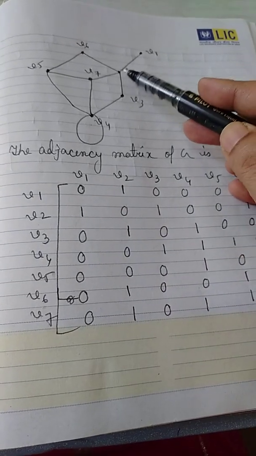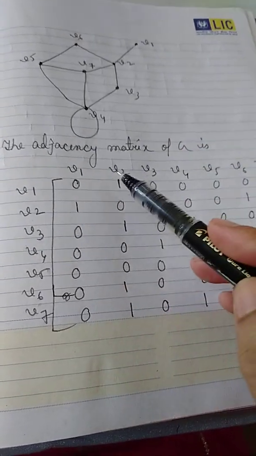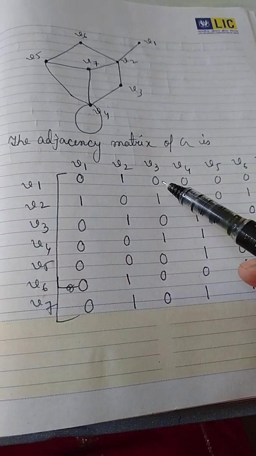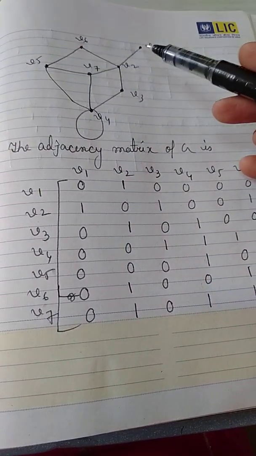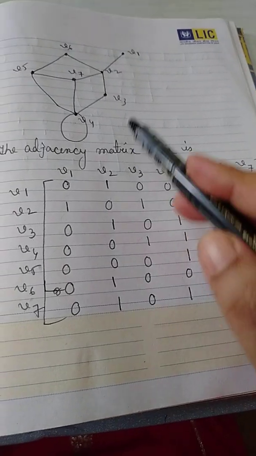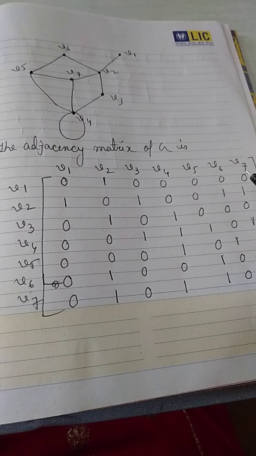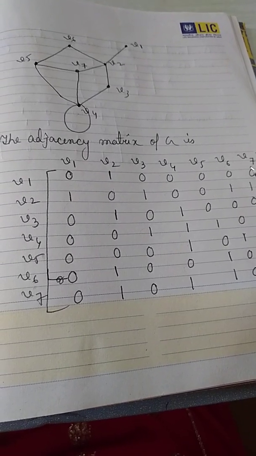Now from V1 to V2 there is one edge. So V1, V2 we are putting 1. Next V1, V3 there is no edge, so we are putting 0. V1, V4 no edge, so we are putting 0. So in this way V1, V5 no edge, so we are putting 0. V1, V6 no edge, so we are putting 0. V1, V7 no edge, so we are putting 0.